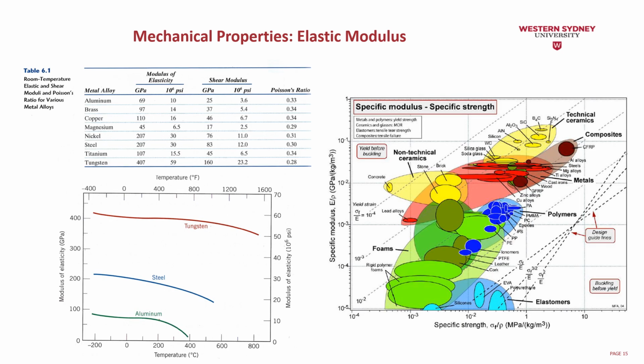If you remember, we got these results from the software last week. What you can see here, table number 1, is about the room temperature elastic and shear moduli, and the Poisson ratio for various metal alloys. We have the modulus of elasticity in both gigapascal and psi, the shear modulus in gigapascal and psi, and the Poisson ratio, which is unitless. These parameters will change if I increase the temperature.